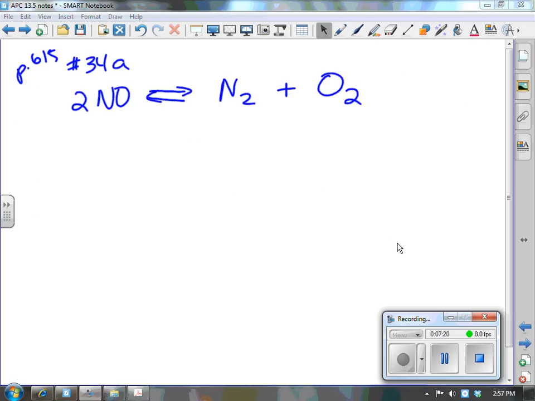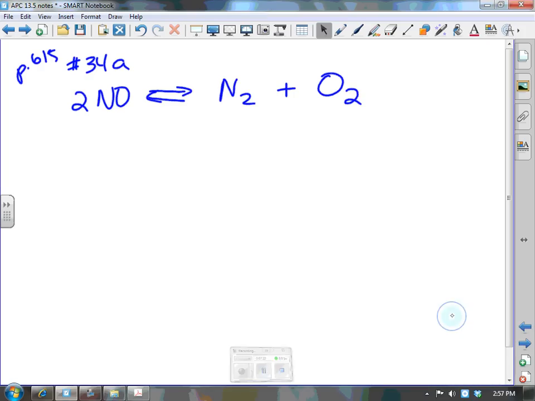Okay, so I'm going to do a couple of just Q versus K calculations here that you can practice on. You can follow along here and then make sure you understand what's going on. So problem number 34A on page 615. If you need to, you can pause me here until you get there. Number 34A on page 615, they have a reaction of NO reacting to form nitrogen gas and oxygen gas. And the question simply asks, for which of the following sets of conditions is it at equilibrium? For those that are not, in which direction will it shift?